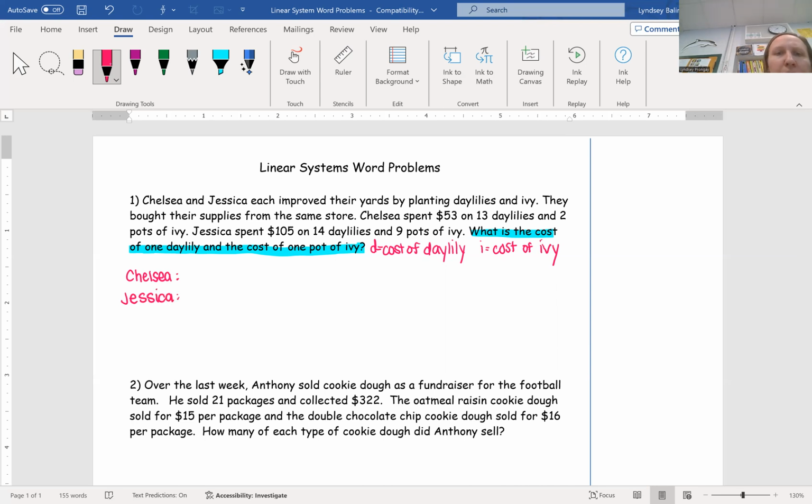Well, Chelsea bought 13 daylilies priced at D dollars each, so we can say 13D, and 2 pots of ivy, so plus 2I, and she spent $53. Jessica, on the other hand, bought 14 daylilies and 9 pots of ivy, and she spent $105. I'm just going to fix this 4, and those are our 2 equations that make up this system. Okay, we wrote an equation for how much Chelsea spent and an equation for how much Jessica spent, and then we would go through and solve this.